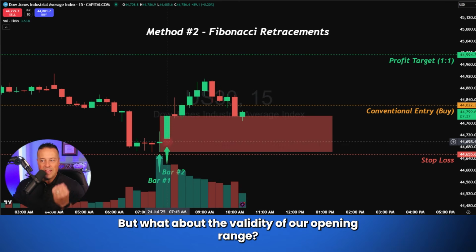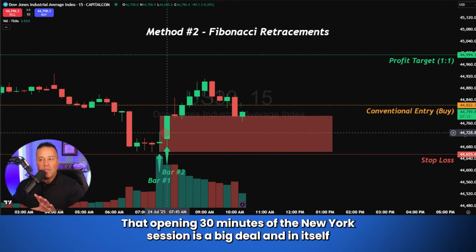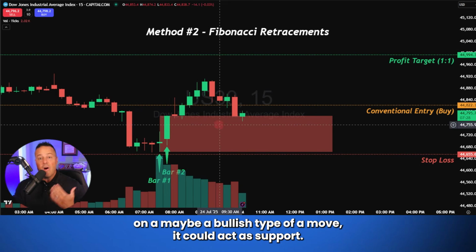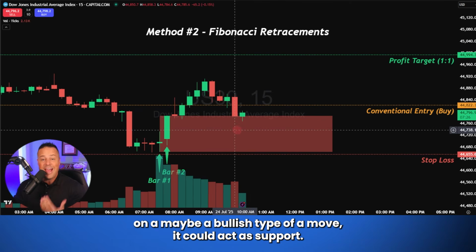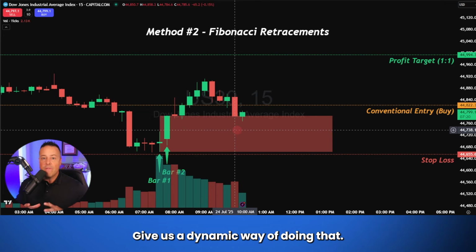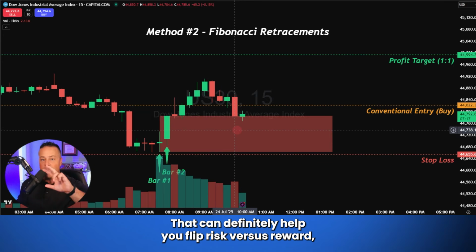But what about the validity of our opening range? We're trading the US 30 15-minute chart here. That opening 30 minutes of the New York session is a big deal, and in itself, on maybe a bullish type of move, it could act as support. What we have to do is fine-tune our entry point, and Fibonacci retracements give us a dynamic way of doing that. Now, our 50% of the ORB is great. It's easy. That can definitely help you flip risk versus reward.